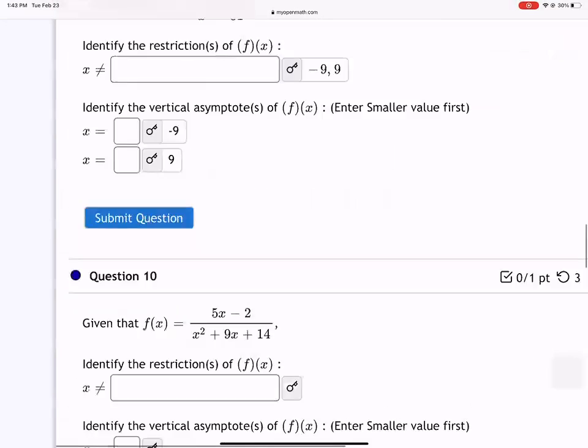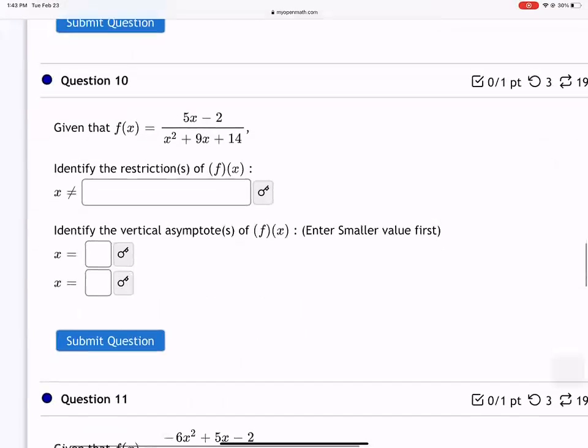Goal. Okay, wrong sport. x squared plus 9x plus 14. This one's a little harder because we have to factor it. What two numbers multiply to become 14? 2 and 7. And 2 and 7 do add up to 9.